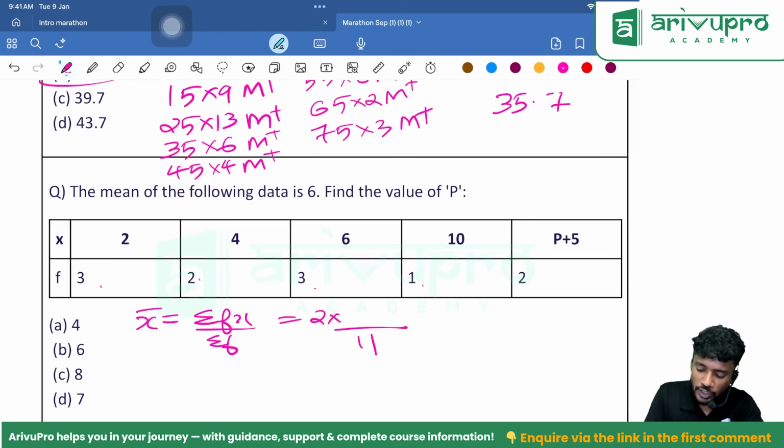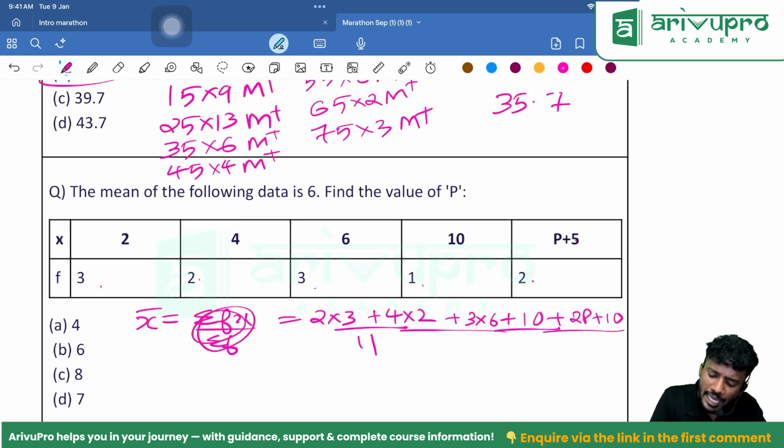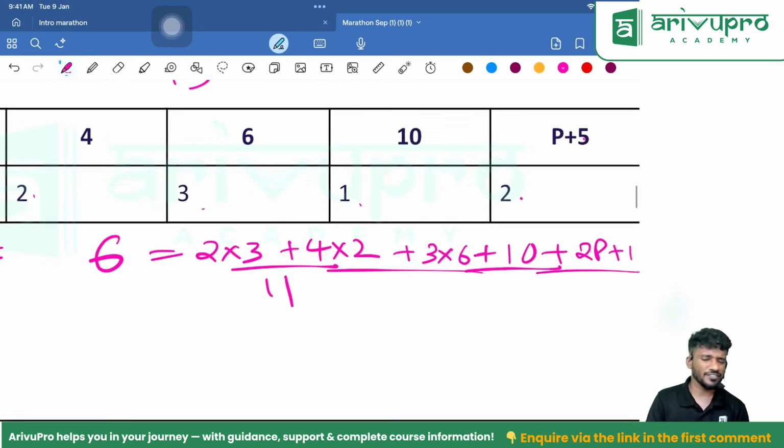First one is 2 into 3 plus 4 into 2 plus 3 into 6 plus then 10 is there plus, can I write 2 into p plus 5 as 2p plus 10 or 2p plus 2 into 5? That is right? Yes. Now people, what is the value of x bar as per the question? That is 6. Now get me the value of p. You can do it. Very easy question.